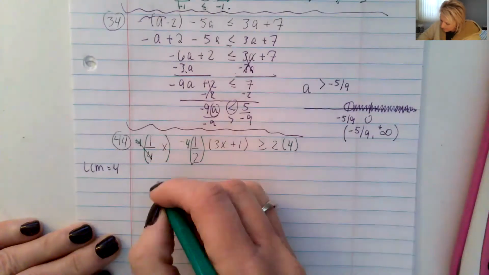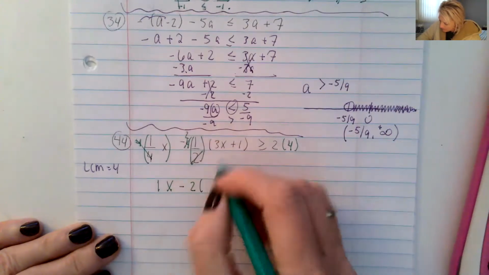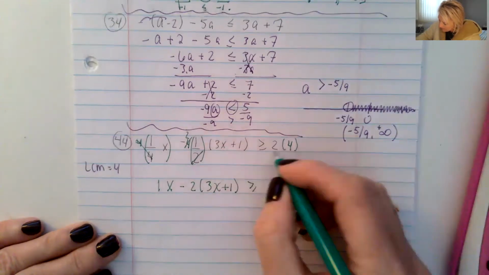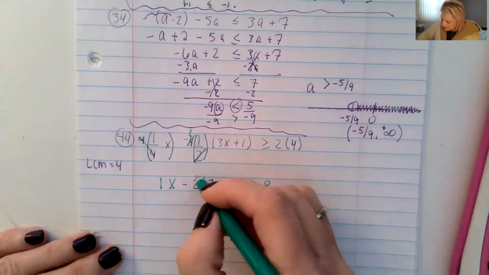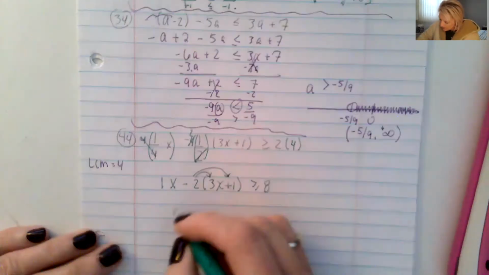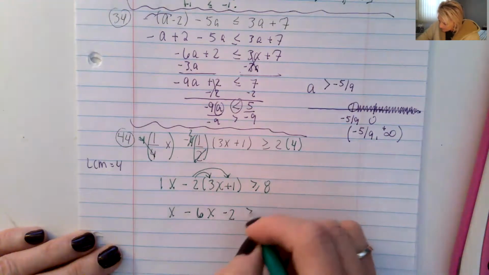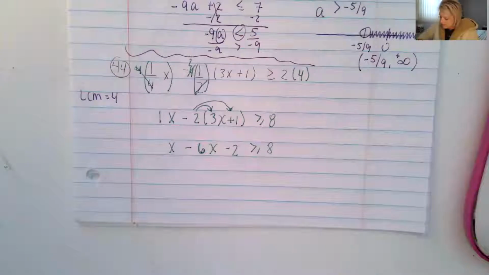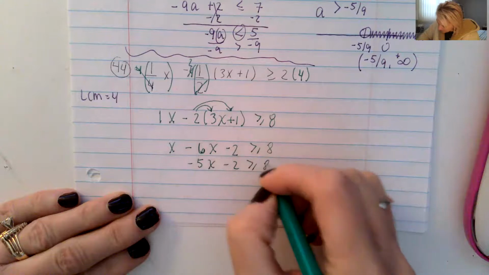So that cancels out, and we get 1x. And then 2 goes into 4 2 times. So we get minus 2 times the 3x plus 1. And then 2 times 4 is 8. And then we're going to go ahead and distribute our negative 2. So we have just 1x, or just x is fine, minus 6x minus 2 greater than or equal to 8. And I'm going to combine my like terms. So x minus 6x is a negative 5x minus 2 greater than or equal to 8.